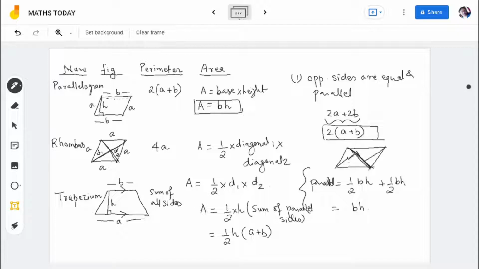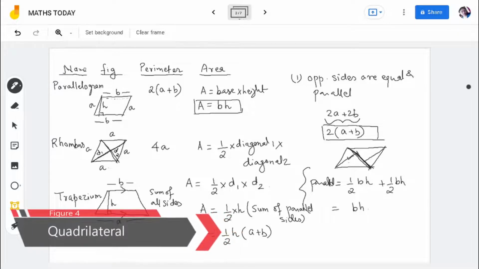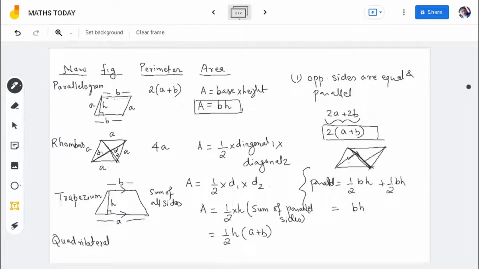Now the last figure: a general quadrilateral. These are all also quadrilaterals, but they are special types of quadrilaterals with some properties. In the general quadrilateral, we have only a four-sided figure. Suppose it is something like this. This is not a trapezium, which means these two sides are not parallel.